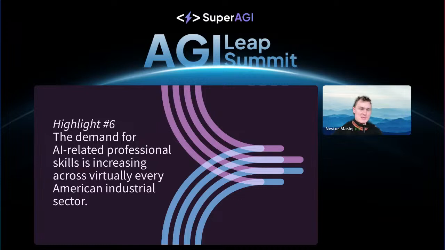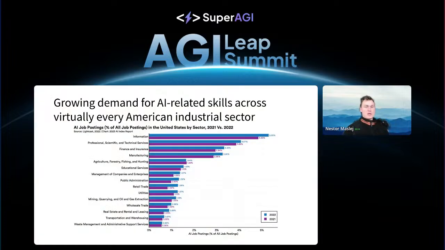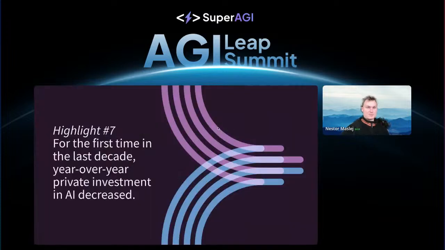The sixth highlight is that the demand for AI-related professional skills is increasing across virtually every American industrial sector. So we have data in the report from Lightcast that basically compares the number of AI-related job postings in the United States by sector in 2021 versus 2022. And you'll notice that there is a substantially greater amount of such job postings in 2022 than 2021, which is suggestive of the fact that employers are increasingly looking for workers with AI skills. Now, we only have this data for people that are in the United States, but you would imagine that if you were to extrapolate, this data would also apply to other settings as well.